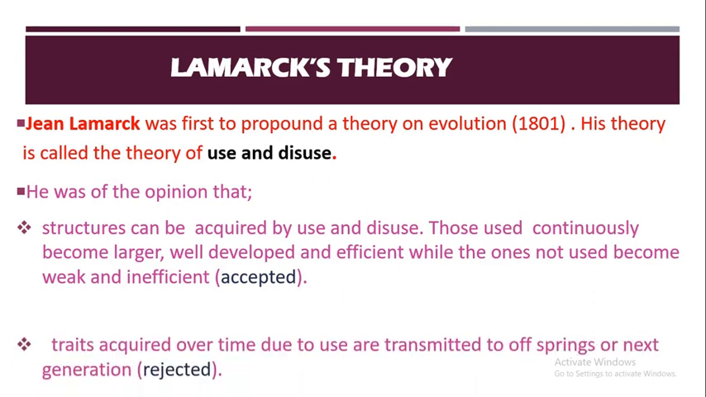theory. However, he has another part of his theory that says that traits that are acquired over a long period of time due to use can be transmitted to offspring or from one generation to another. This aspect of his theory was rejected. He is saying that when a particular structure is used over time, it gets better, and now this trait can be transmitted to the offspring, or it can flow through the generations. This is not correct, because this trait is not in the genes. Only traits that are in the genes can be moved from one generation to another.